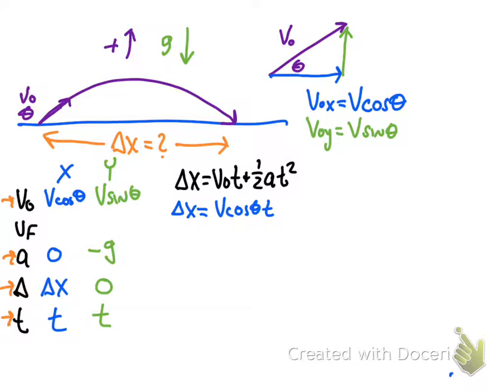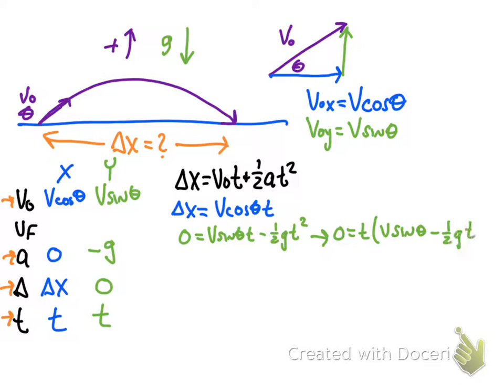Delta x will then become v cosine theta t because there is no acceleration. And delta y, which is 0, becomes v sine theta t minus 1/2 g t squared. Now we have two equations where we want to go through and solve. We have three unknowns though. We have time, velocity, and delta x. But we can get rid of these values and just set it up so that we have what we're looking for.